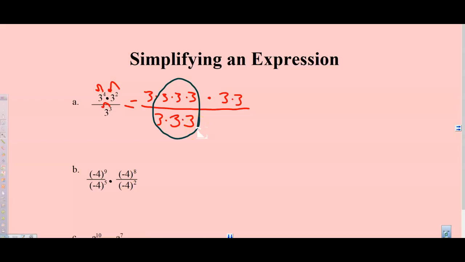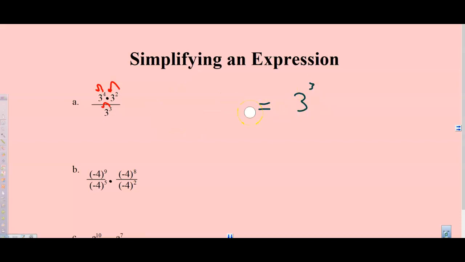We can reduce that. So any number divided by itself is equal to 1. Those all reduce down to 1. What we're going to end up with in the end here is 3 3s in the numerator being multiplied together. So 3 to the third power.